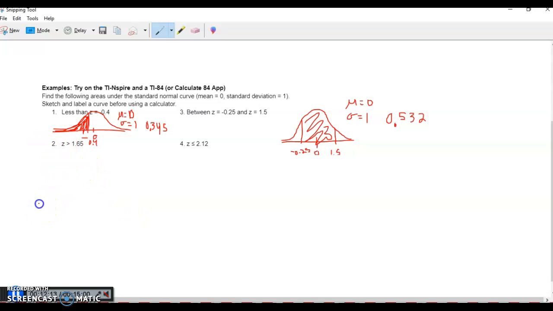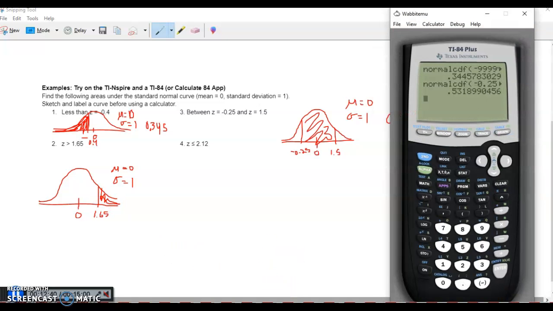Let me do this number 2. So again, I sound like a broken record. Still standard normal. That means the mean is 0. Standard deviation is 1. And this time I want Z is 1.65 and I want to shade greater. So greater is above 1.65.